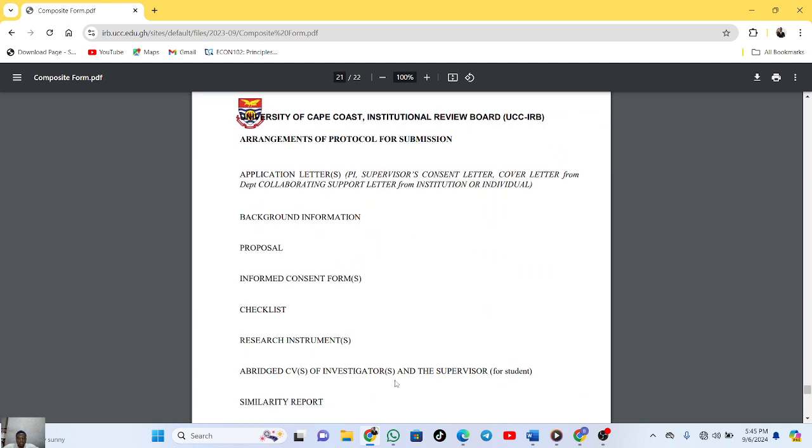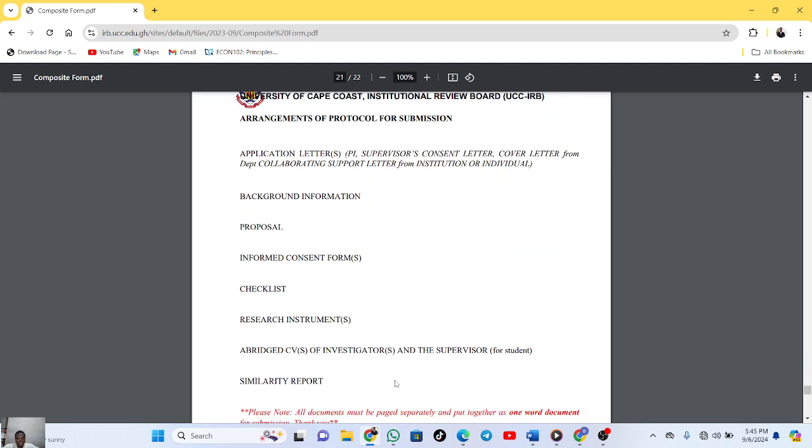So finally, I want to draw attention to this again. The document that we are submitting, the name is full study protocol, which is a single document, and that full study protocol should capture the application letters. So if you are a student, you present 3 letters: you, the principal investigator, your letter that you need ethical grounds, the supervisor's supporting letter, and then the HOD's letter. Then your background information will follow, the proposal, the consent forms, checklist, research instrument, and aggregate CV for the investigator and the supervisor if you are a student.